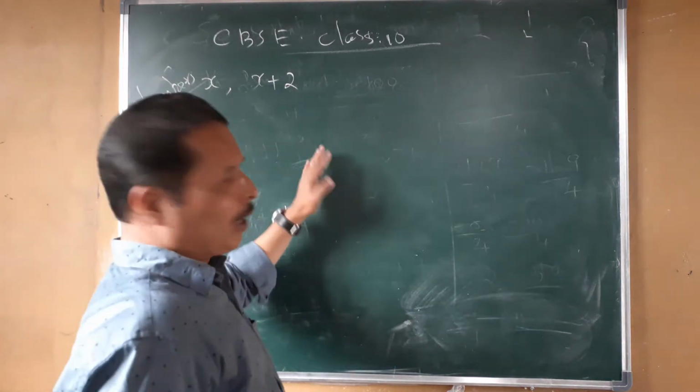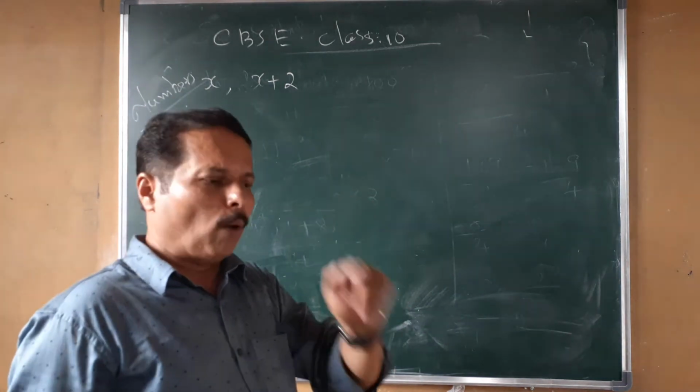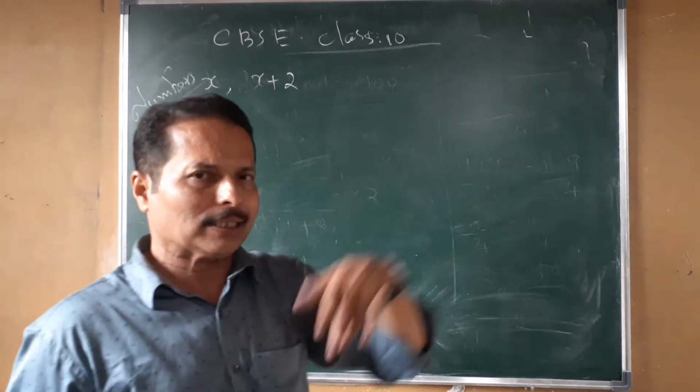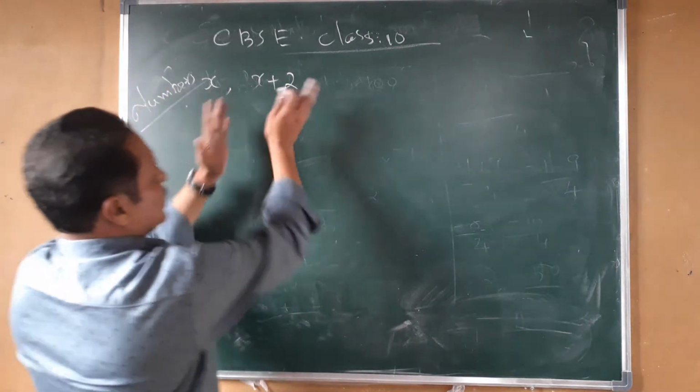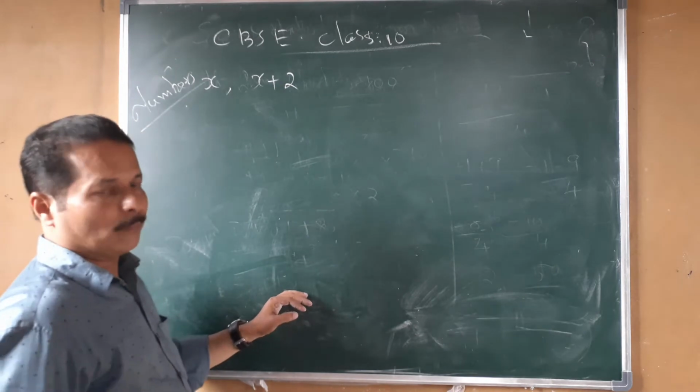Even if it is an odd number, the difference is 2: 1, 3, 5, 7, etc. It means the difference is 2. So the numbers are x and x plus 2.